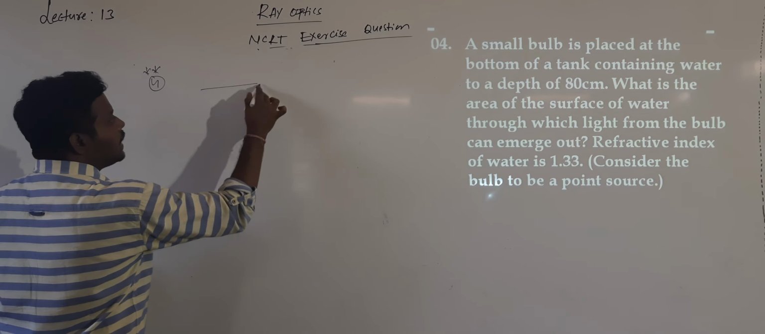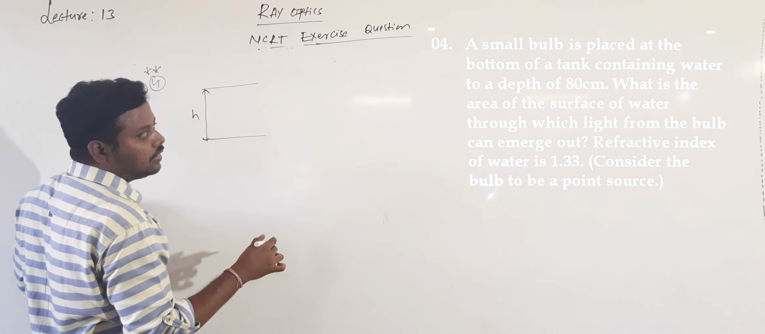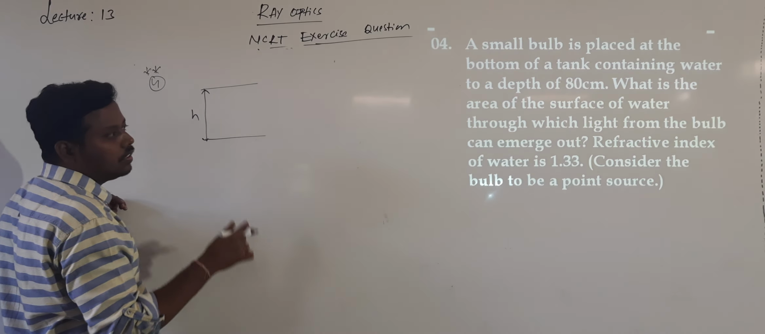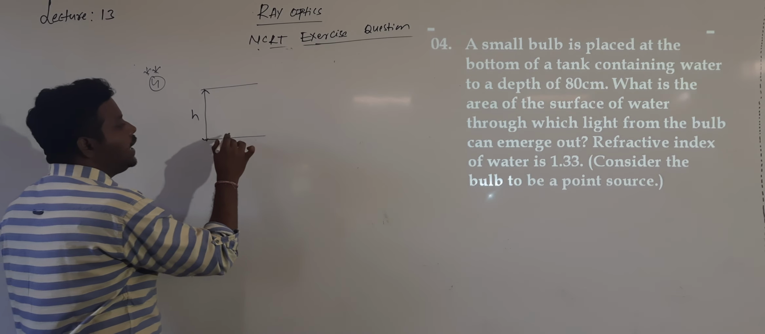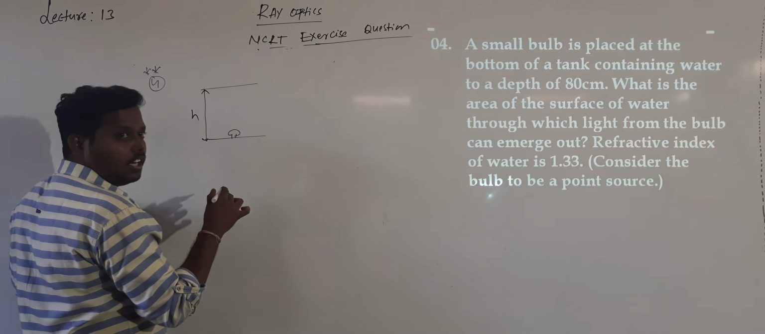When I consider a tub or a river or lake, for example, in this lake the water is there up to a depth h. Now inside this water, if I keep any object here, one bulb was kept at the bottom. Now what happened?